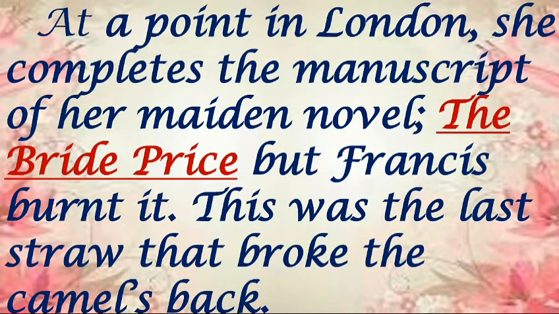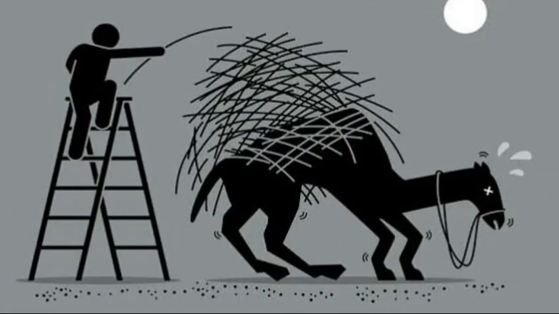At a point in London, she completes the manuscript of her maiden novel. Maiden means first. She wrote a novel that had not been published, titled The Bride Price. But Francis burnt it. What cruelty! And this was the last straw that broke the camel's back.